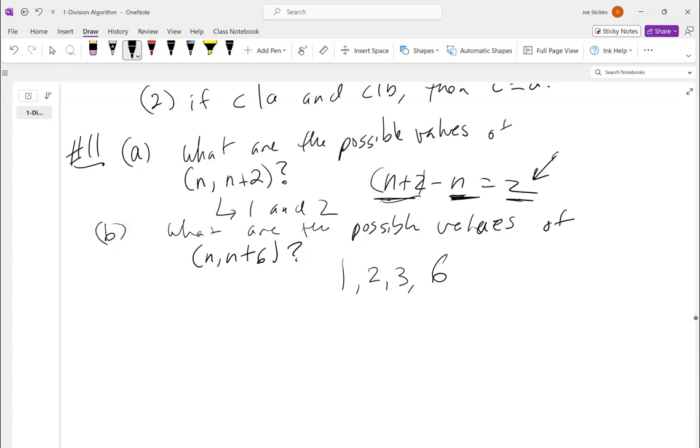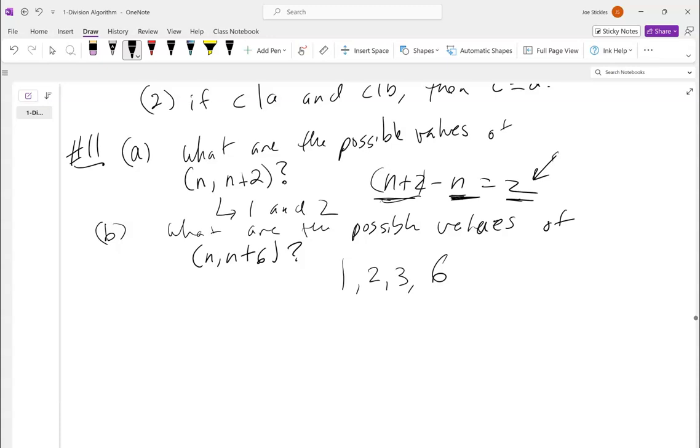And it's the same exact argument, right? n plus 6 minus n is going to give you 6. So if you have something that divides both n and n plus 6, it has to divide the 6. The divisors of 6 are 1, 2, 3, and 6. So that's it. That okay?